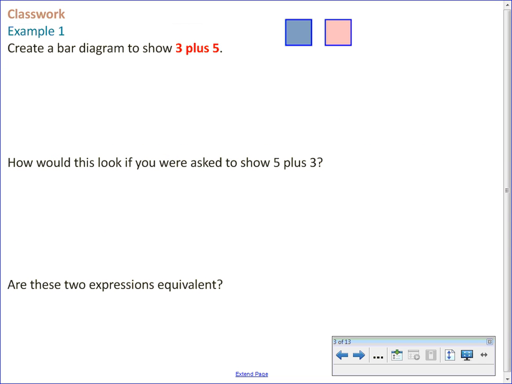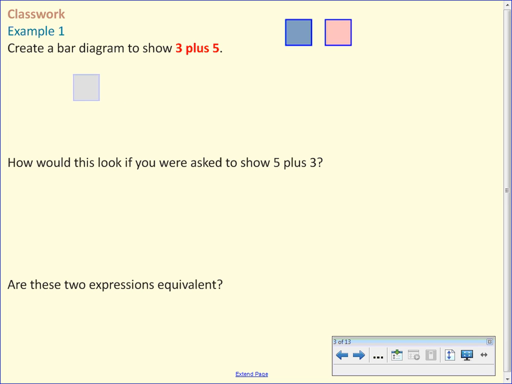Okay, so let's take a look at example 1. Let's create a bar diagram to show 3 plus 5. Anything that I have in red and bold on the notes, you may want to highlight or underline in your notes because that's what we're focusing on. Those are the words that we're focusing on writing an expression for. So 3 plus 5.